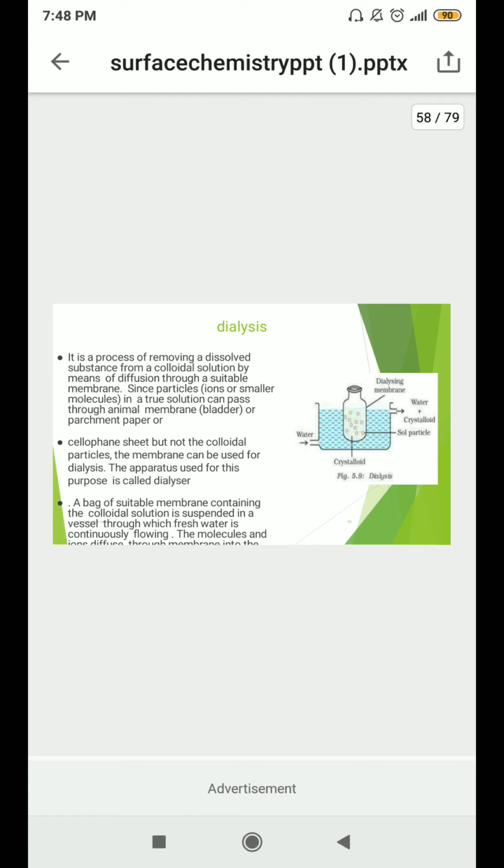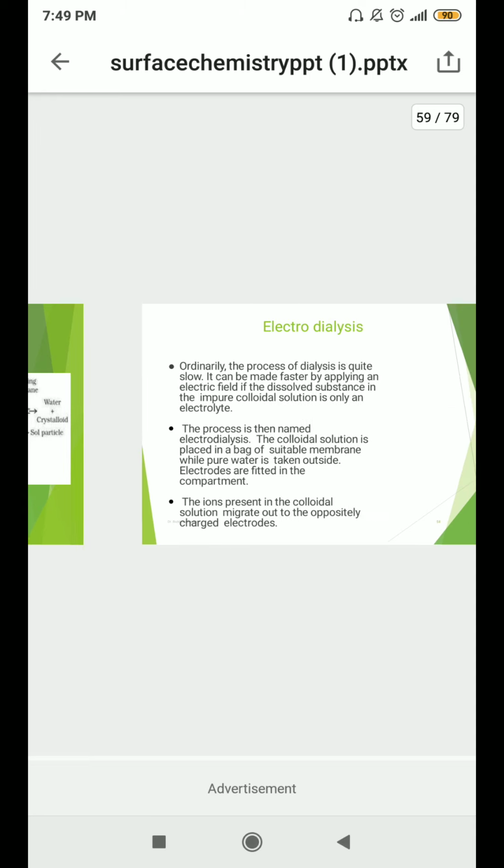A cellophane sheet allows them to pass, but not the colloidal particles. The membrane can be used for dialysis. The apparatus used for this purpose is known as a dialyzer. So this membrane is known as the dialyzer membrane, and inside it there is a concentrated solution. A bag of suitable membrane containing the colloidal solution is suspended in a vessel through which fresh water is continuously flowing out. So out of this colloidal solution, the molecules and ions diffuse through this membrane.